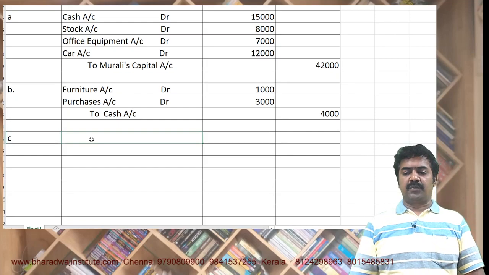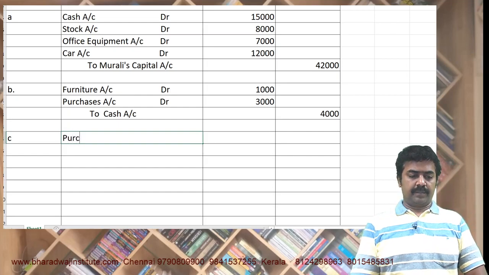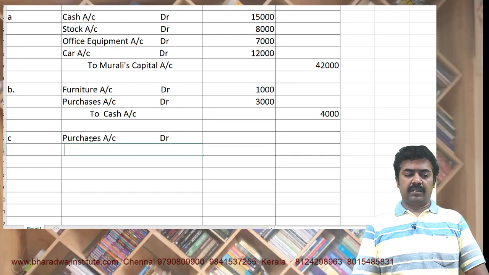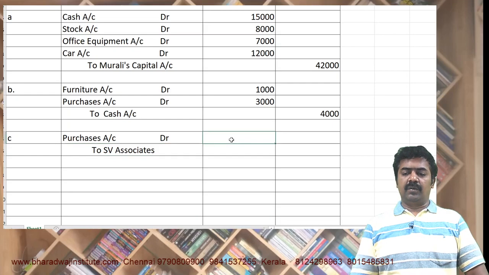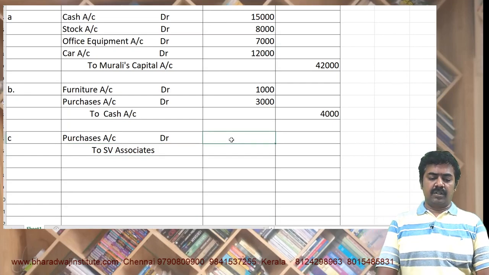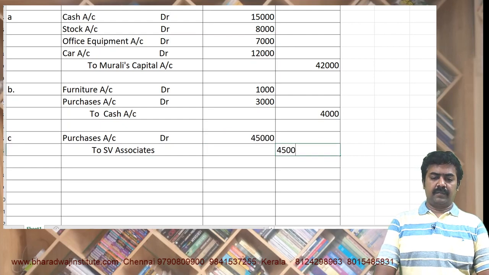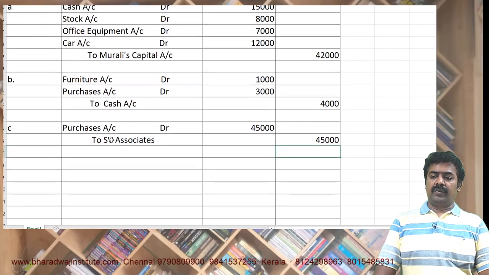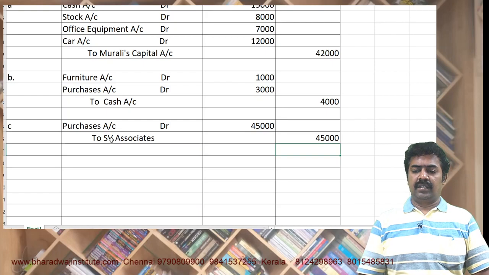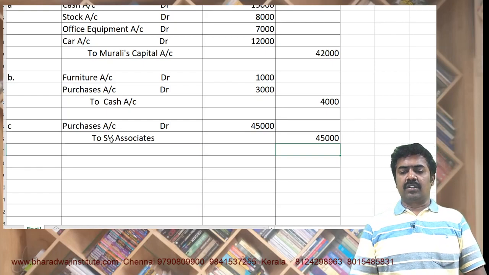Look at the next transaction. Purchased 3 motor cars for 15,000 from SV Associates for stock. Purchases account debtor to SV Associates. Debit what comes in, credit the giver. 3 motor cars, 15,000 each, so 45,000. Then purchased 2 motor cars from Sheriff. We assume that it is credit purchases.